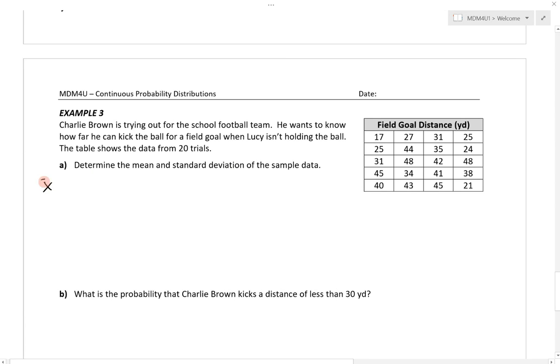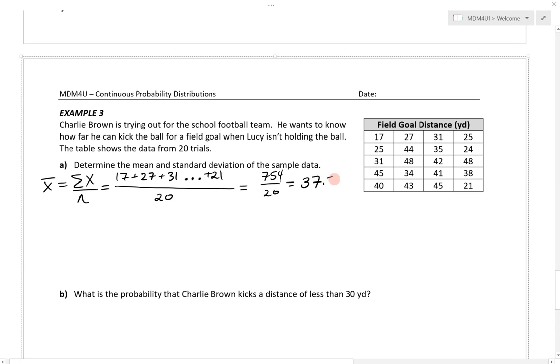So the mean value for sample data is represented by x bar, and that's equal to the sum of all the values divided by the total number of values. If I took every one of those values, 17 plus 27 plus 31, I'm going to take all those, but I'm not going to write them all out. The last digit down there is 21, and I divide it by 20 because there are 20 trials. All of that would equal 754 on the top divided by 20 on the bottom, which is 37.7 yards. So that's my mean value.